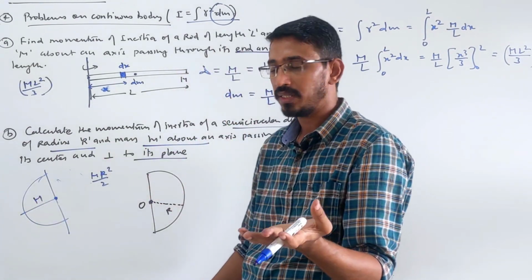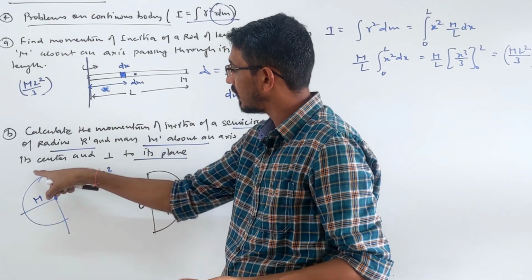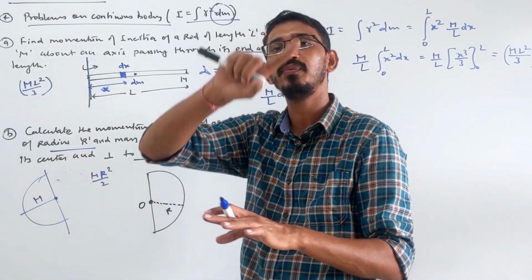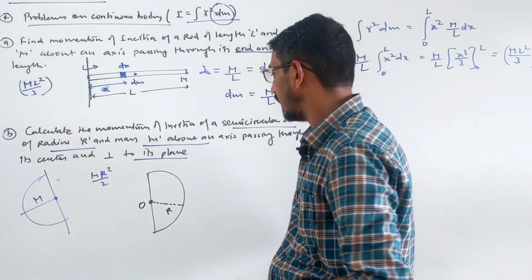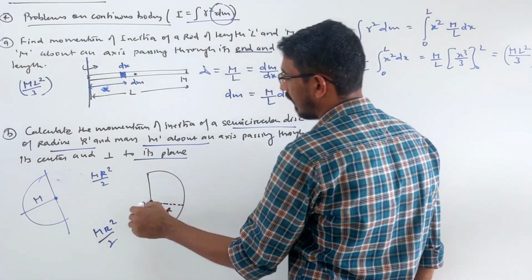If mass is changing, then that will change. If we keep the mass the same, then the answer is still the same, because we rotate this half disk like a full disk. It looks like a full disk in rotation. So the answer should also be MR square by 2 only for this half disk.